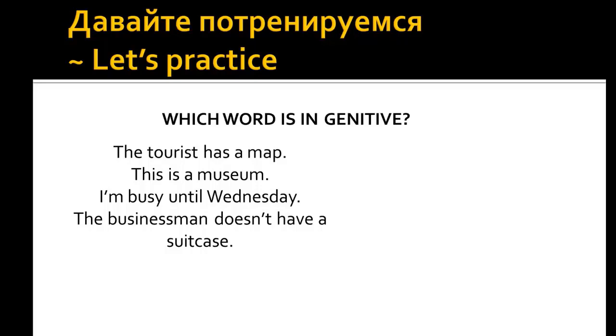In this sentence, 2 words, the businessman and the suitcase, will be in the genitive case. The businessman will be in the genitive case because he's the one who doesn't have something, and the suitcase will be in the genitive case because it's missing. In this sentence, 2 words will be in the genitive case, I and you. I will be in the genitive case because I'm the one who has something. You will be in the genitive case because it follows the preposition for, or для in Russian.